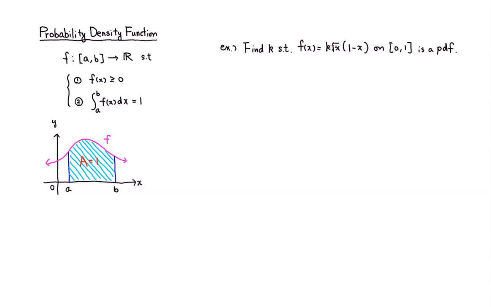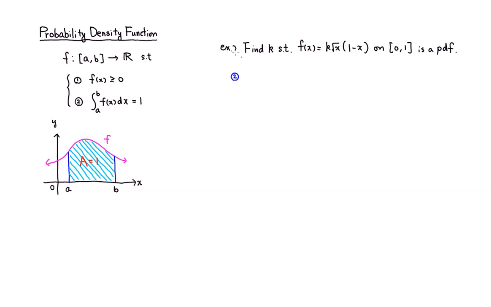So let's check both conditions. First, since x is between 0 and 1, square root of x is positive, and 1 minus x is non-negative, I should say. So as long as k is non-negative, the first condition is easily satisfied. How about the second condition? This is the major one, so let's look at the second condition first here.